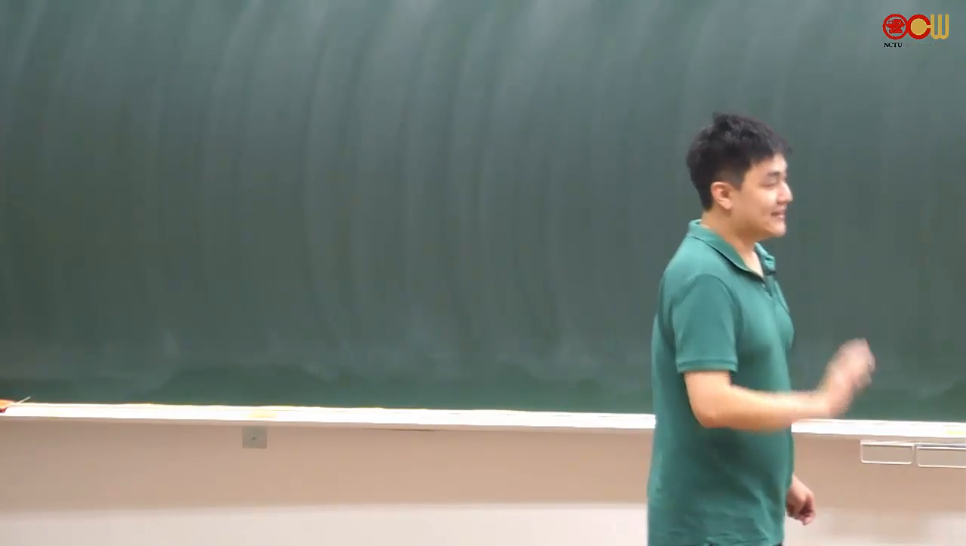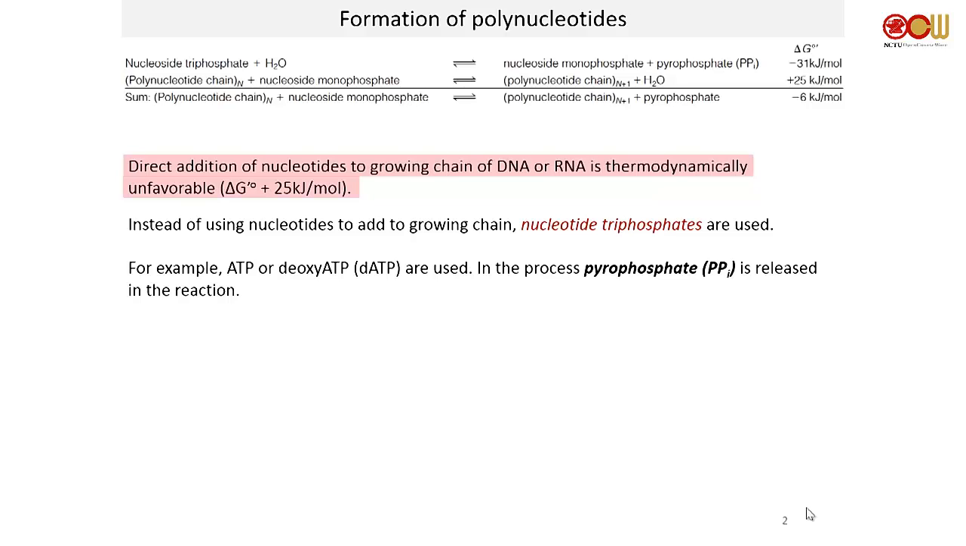Again, the direct addition of nucleotides to a growing chain of DNA or RNA is really thermodynamically unfavorable. If you look at the slide, this is saying if you take a growing chain and add to it a nucleoside monophosphate, the energy is going to be plus 25. So it actually favors the reverse direction. In essence, you want to break DNA rather than make it, because the energy here is positive 25.